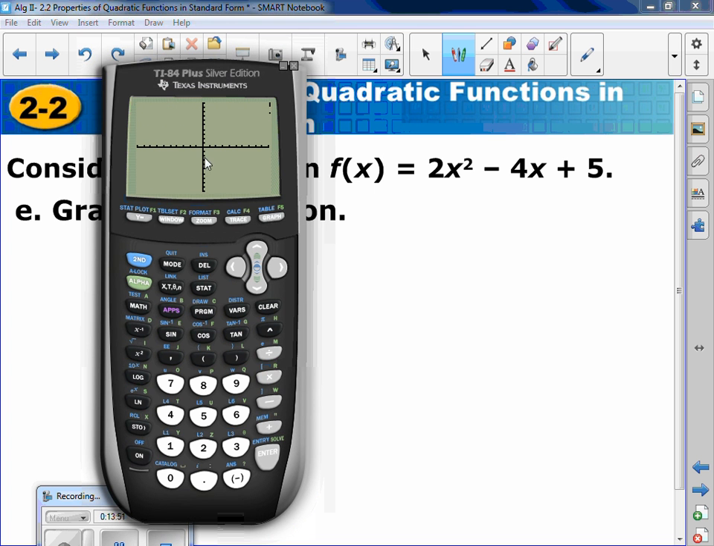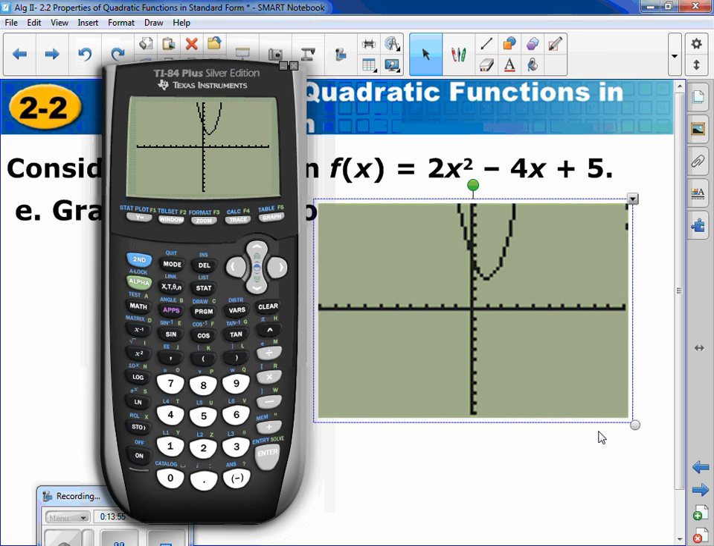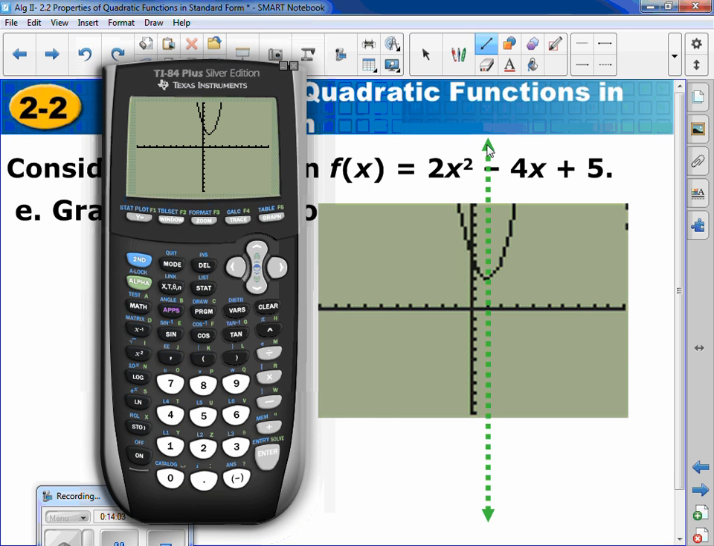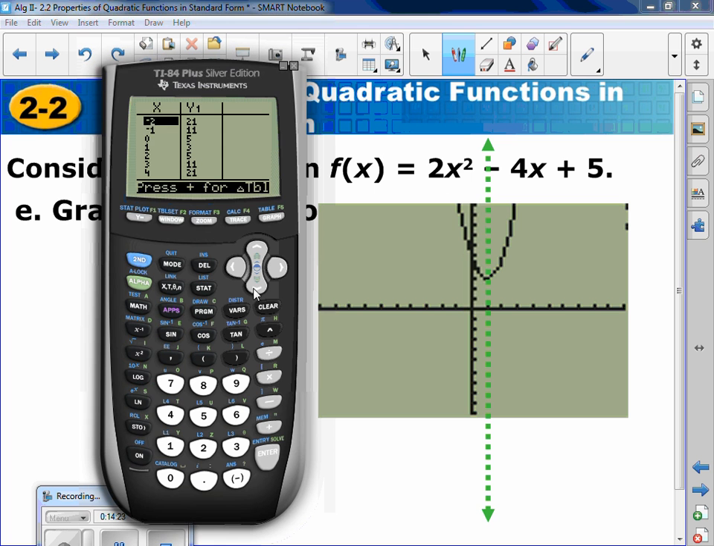When you graph this, I could do the AOS, x equals 1, a vertical line going straight through 1. You can see here that it crosses around here. It's hard to tell what number that is. So I'm going to go to the second graph, and I can tell that at 0, it is 5.